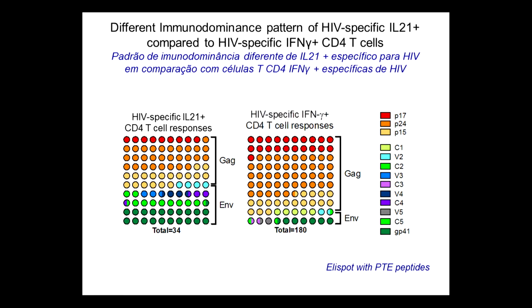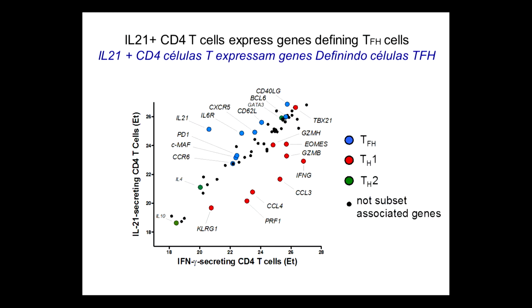When we looked at those responses a little bit closer, we see that the ones that are secreting interferon gamma show a typical Th1 or cytolytic CD4 T cell pattern. They express transcriptionally interferon gamma, perforin, granzyme B, or the transcription factors associated with cytolytic activity like T-bet or EOMES, eomesodermin.